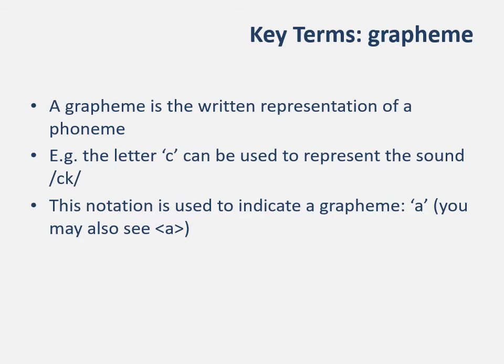So the notation used to indicate a grapheme is those inverted commas, as in the letter C above, or on the bottom line, the A. But you may also see the greater and lesser mathematical signs being used either side. Not very often, but it does happen. So just be aware.